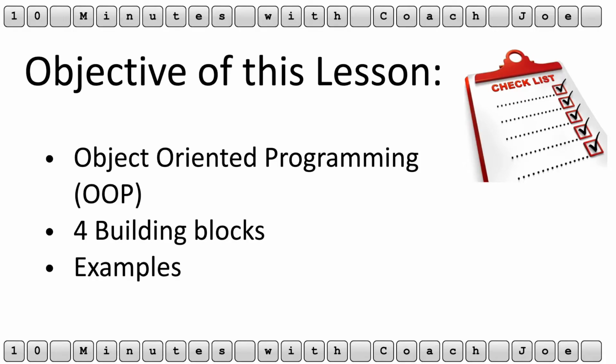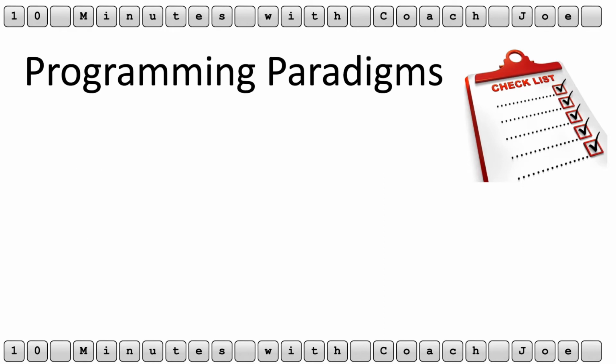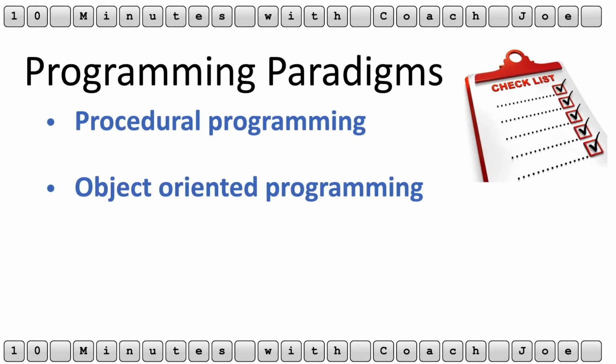In this lesson, we will introduce object-oriented programming, cover the four major building blocks, and provide some visual examples to help build a solid foundation. The two most common programming paradigms are procedural programming and object-oriented programming. Procedural programming is about writing sequential code procedures or methods that perform operations on data. Object-oriented programming is about creating objects that contain both data and methods.